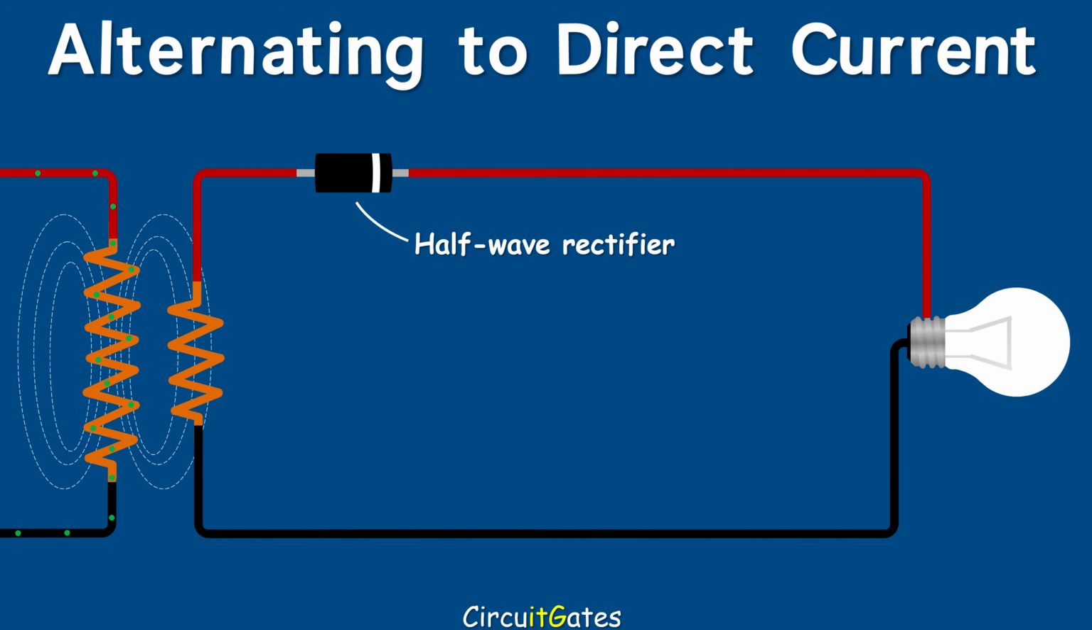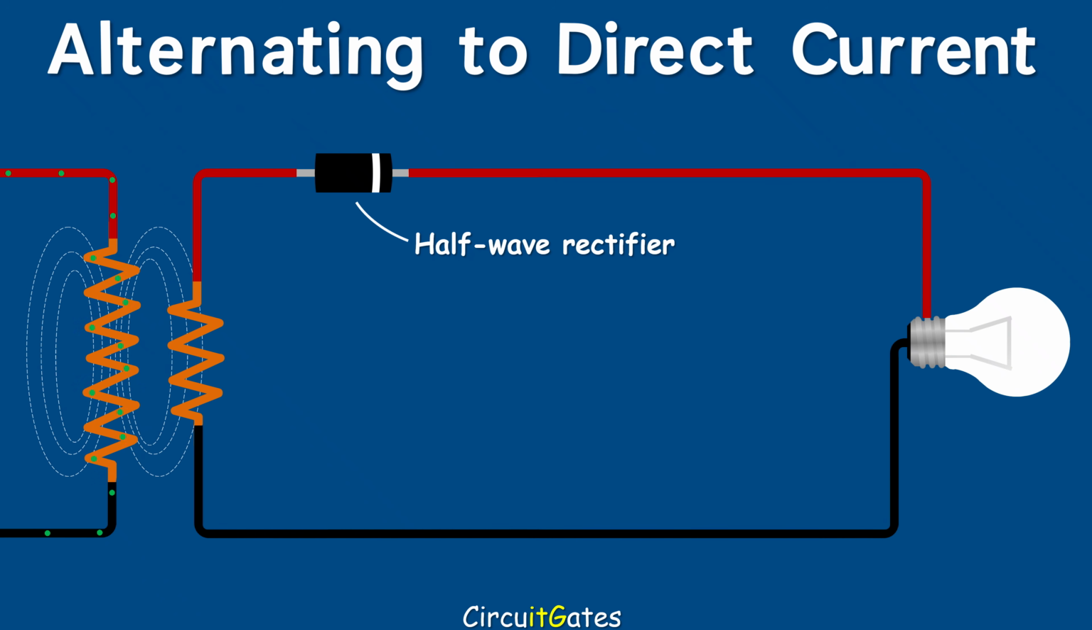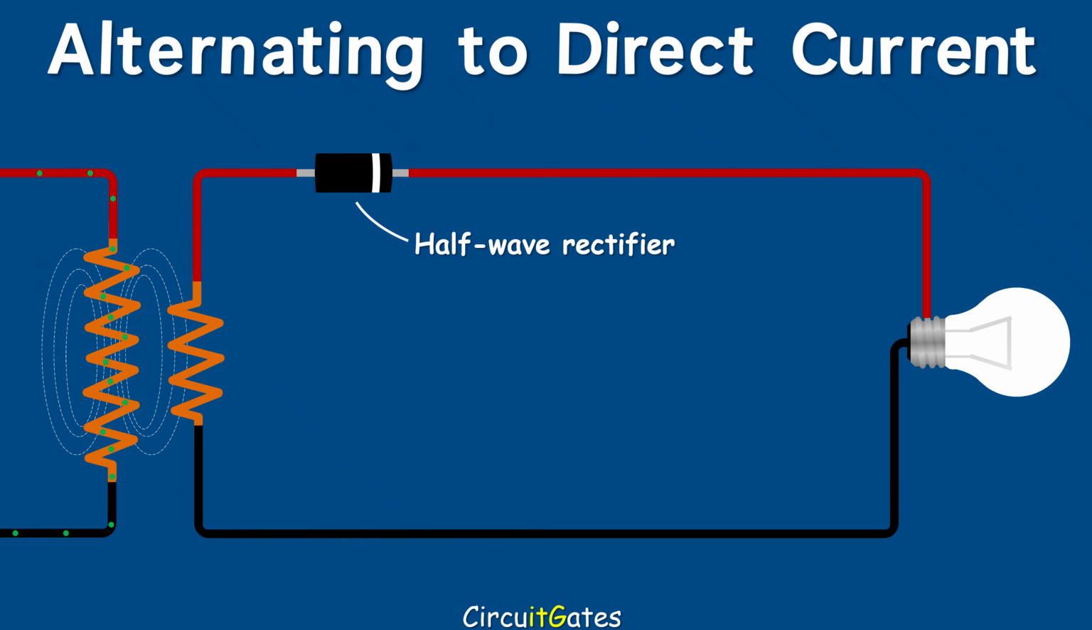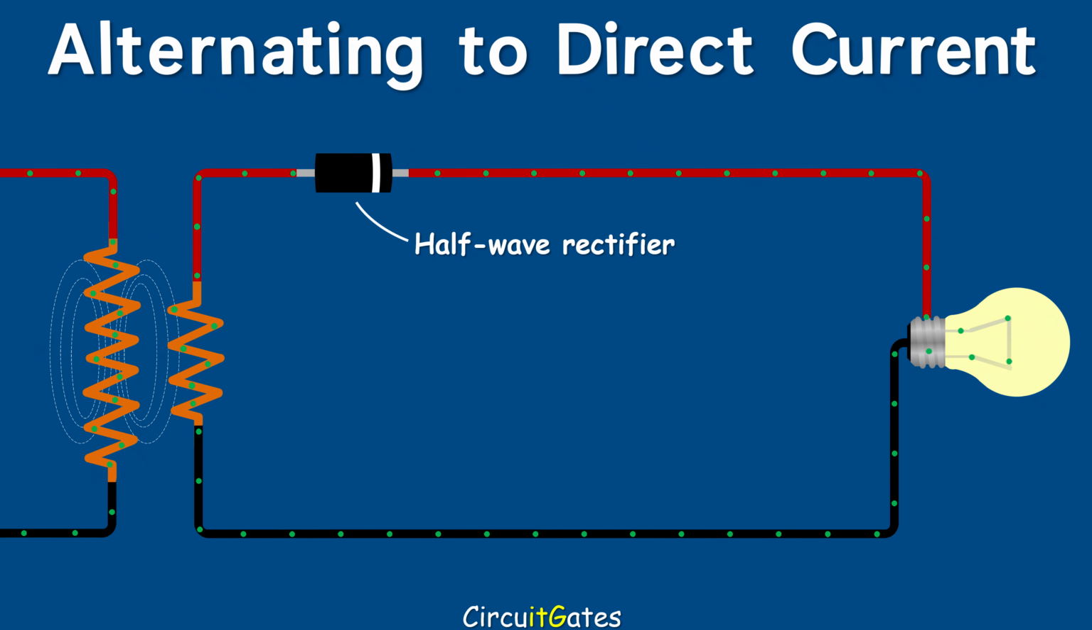When AC changes direction, the diode is reverse biased and current is blocked. In a half-wave rectifier, the other AC half cycle is wasted. This type of rectifier has an efficiency of 4.6%.